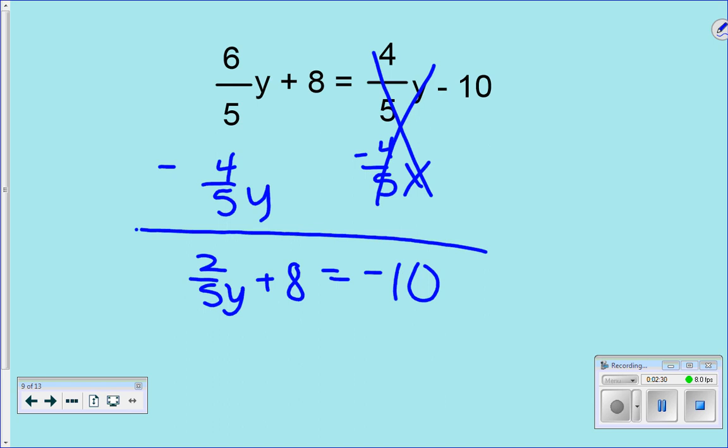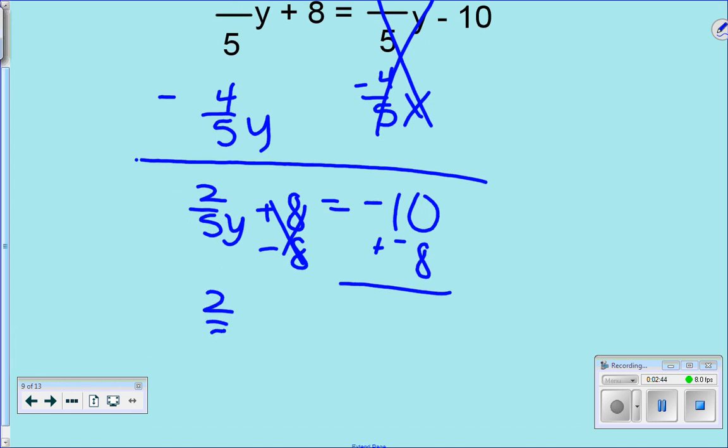Okay, so then what am I going to do? Minus 8. But look at this: when I'm minusing it here, thank you, keep change. My 7th graders always forget that. So thank you for looking at that. So then I have 2/5 y equals negative 18.